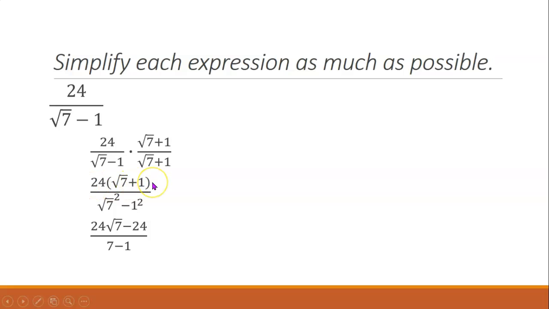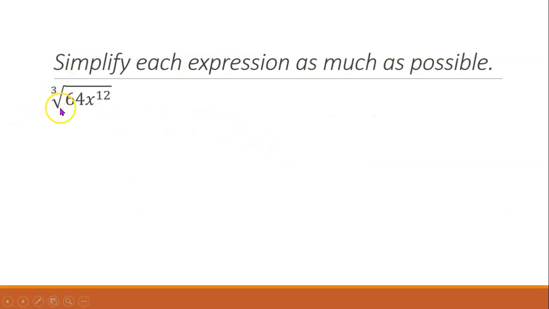So continuing to multiply things out, 24 times the square root of 7 plus 24 times 1. Oops, that was supposed to be a plus. And then down here, this 7 minus 1 would just be 6. And both terms on top can be divided by 6. So this reduces to 4 times the square root of 7 plus 4.